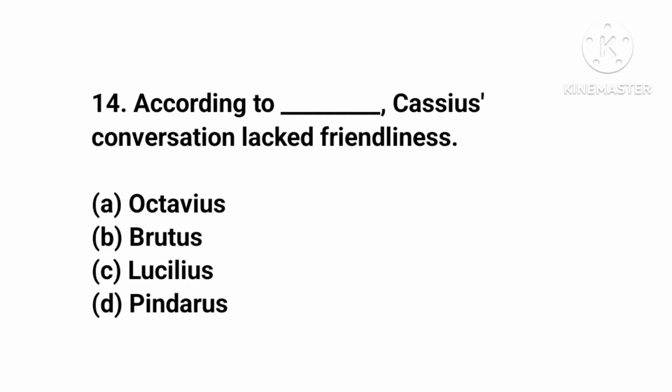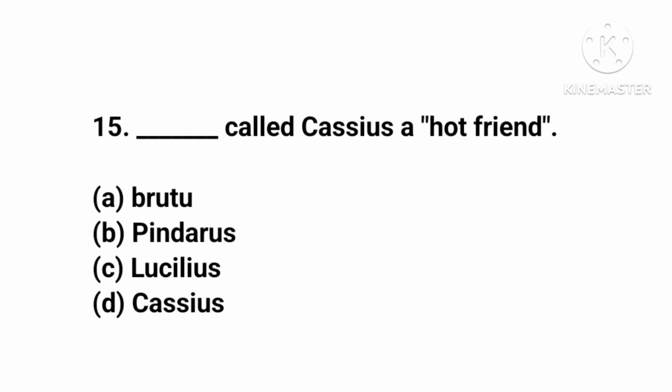Despite giving him courtesy and respect, his speech lacked friendliness. It lacked being straightforward. Number 15. Dash called Cassius a hot friend. Option A, Brutus. Option B, Pindorus. Option C, Lucilius. Or option D, Cassius. So who is the hot friend? Tell me.